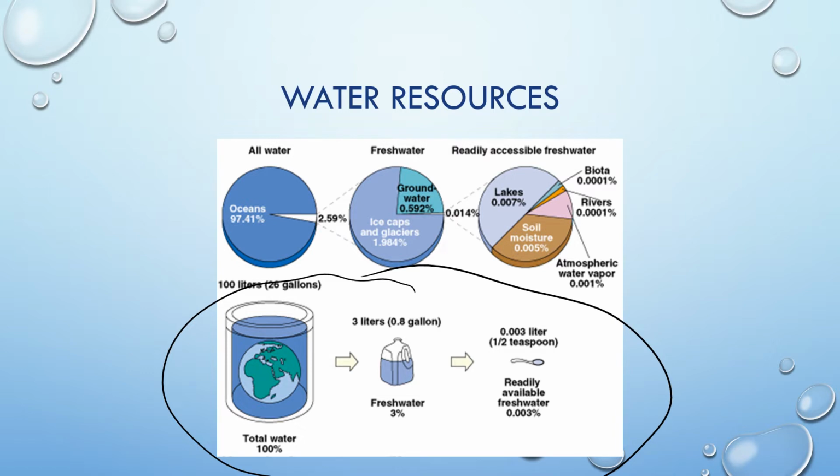if you take the total water and you say it's 26 gallons, of that 26 gallons, 0.8 gallons of it would be fresh water, about 3%, and then only about half a teaspoon of that is actually readily available fresh water. So even though we are the water planet, there's not actually a lot of drinkable, usable water available to us.